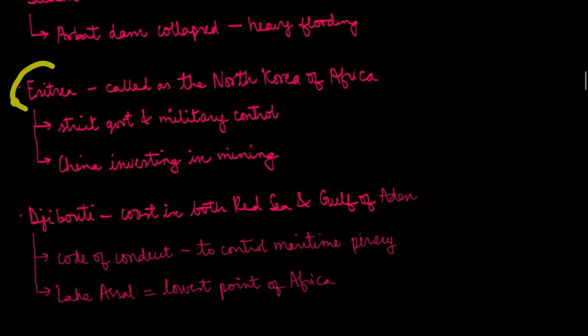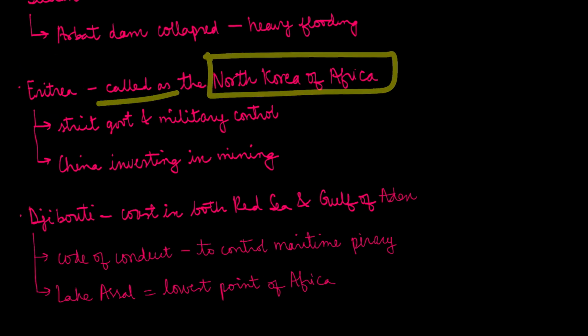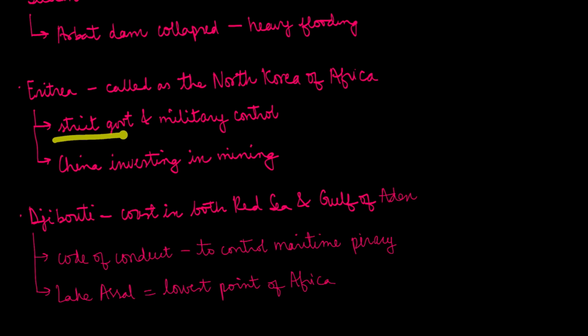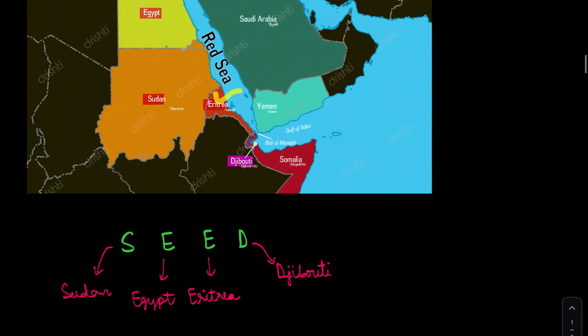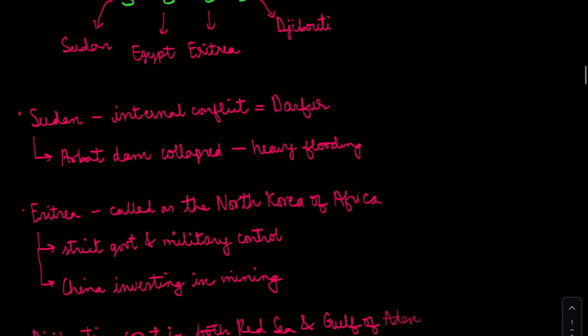Next is the country of Eritrea. It is called the North Korea of Africa. It has strict government and military control and military rules as well. There are many stringent government and military rules. China is investing in mining projects over here in Eritrea. So this is Eritrea, which is called the North Korea of Africa.